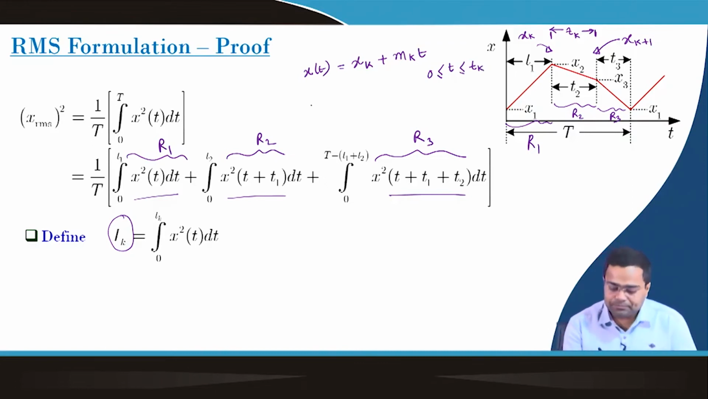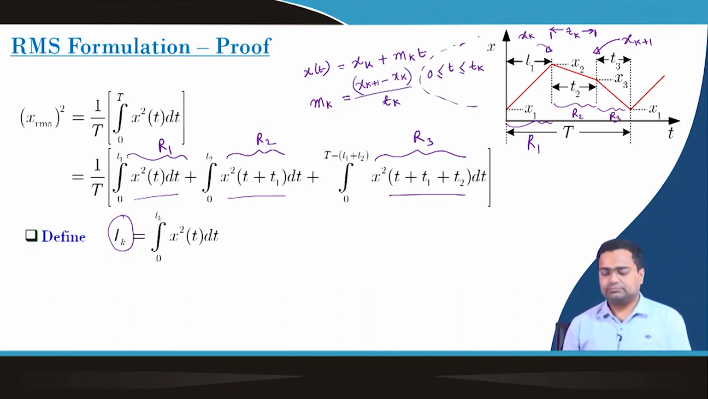What is the slope? The slope mk is nothing but its final value xk plus 1 minus xk divided by tk. So, this is my time period. Now, this slope can be positive if xk plus 1 is larger than xk. The slope is negative when xk plus 1 is smaller than xk, and it can be 0 when both are equal. So, it does not matter whether it is positive, negative or 0, but it should be constant.